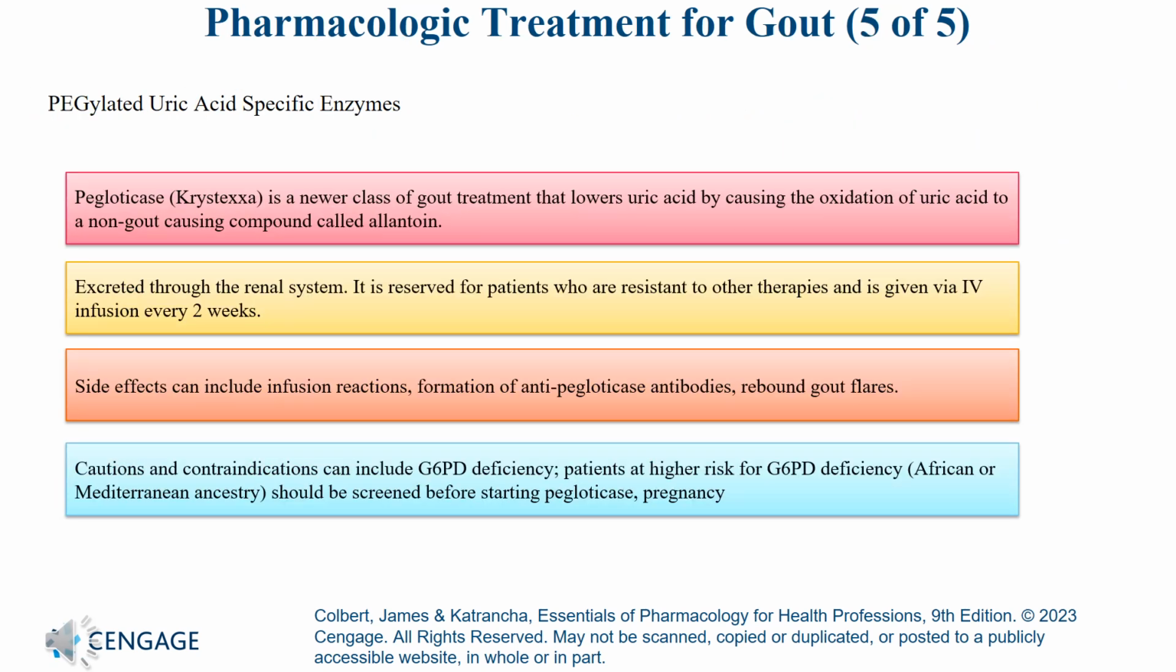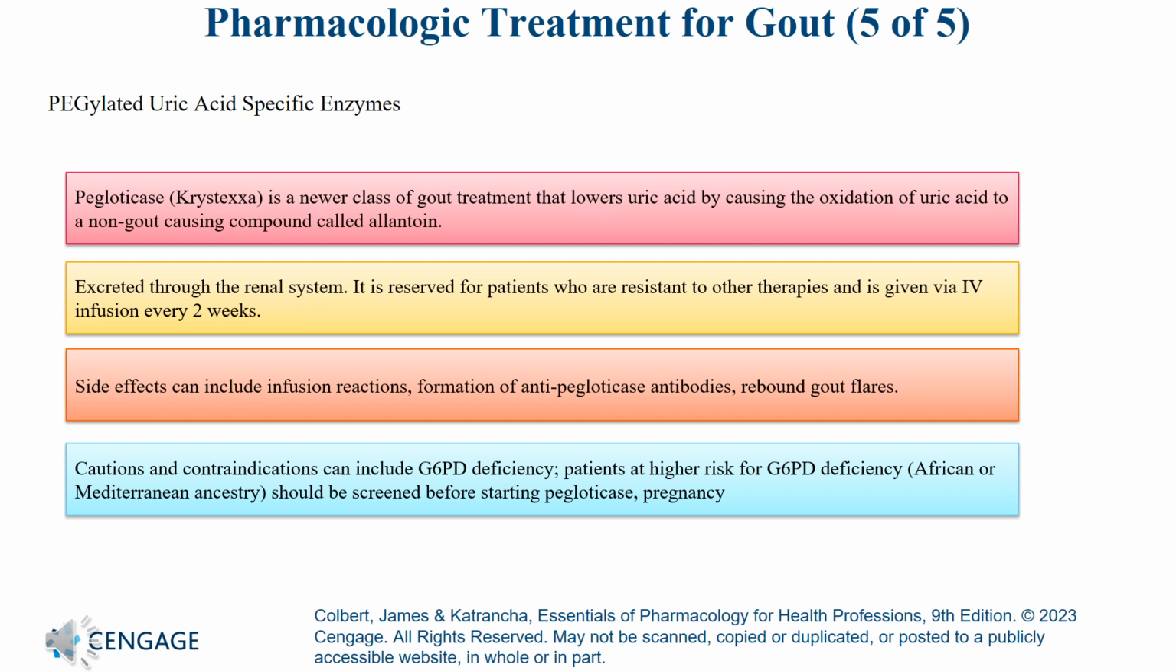Up next is the pegylated uric acid specific enzyme. Pegloticase is a newer class of gout treatment that lowers uric acid by causing the oxidation of uric acid to a non-gout causing compound called allantoin. It is secreted through the renal system. It is only reserved for patients who are resistant to any other therapy and is given via IV infusion every 2 weeks.